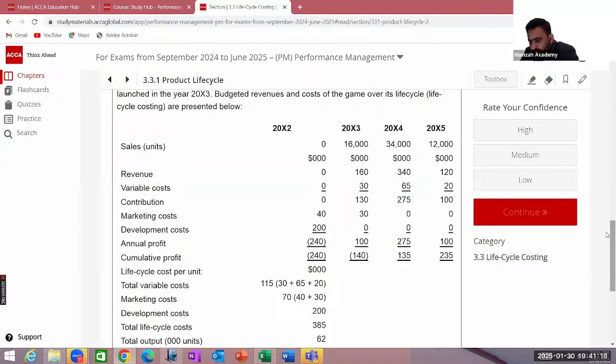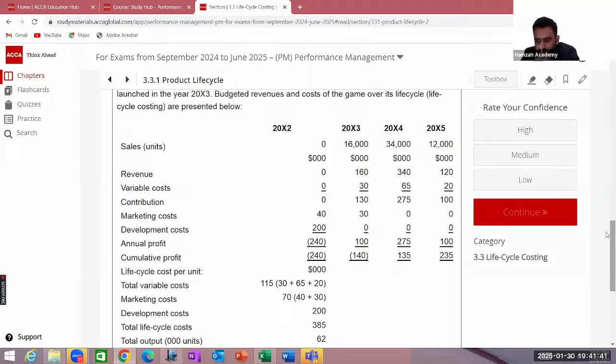In X3, when we launch the product, we start to earn the revenue. We have some variable costs, and we start to contribute. The product started to make a contribution. Now, marketing cost is declining, and our actual profit of X3 is 100, and we have recovered the loss by 100, so remaining loss is now 140.